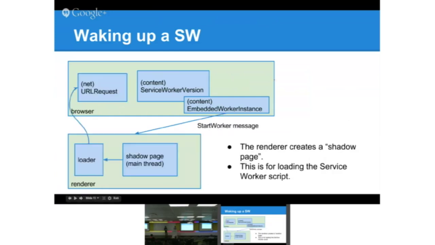Okay, and so what happens next? The renderer at this point only knows the service worker script URL. It doesn't know what the actual script is, because service workers are stored on the browser. So what the renderer is going to do is try to load that URL, for example example.com/serviceworker.js. To load something, the renderer needs to have a page just so that loading can work. So it creates what we call a shadow page, which is just an empty frame that's never displayed. It's only used for loading.